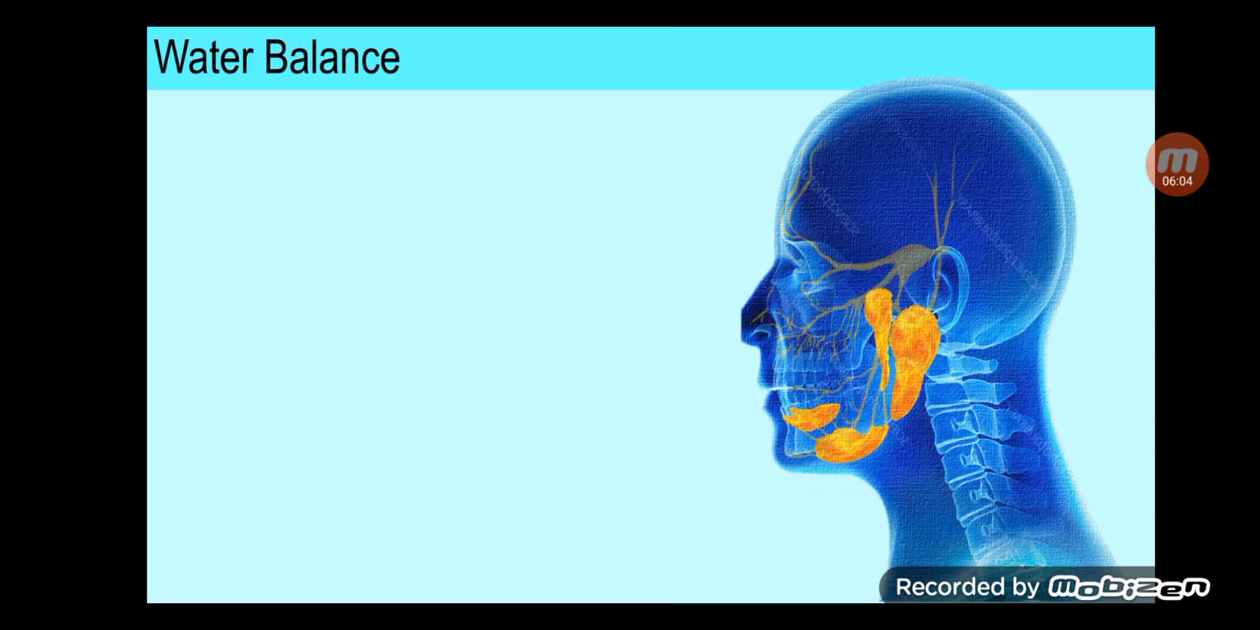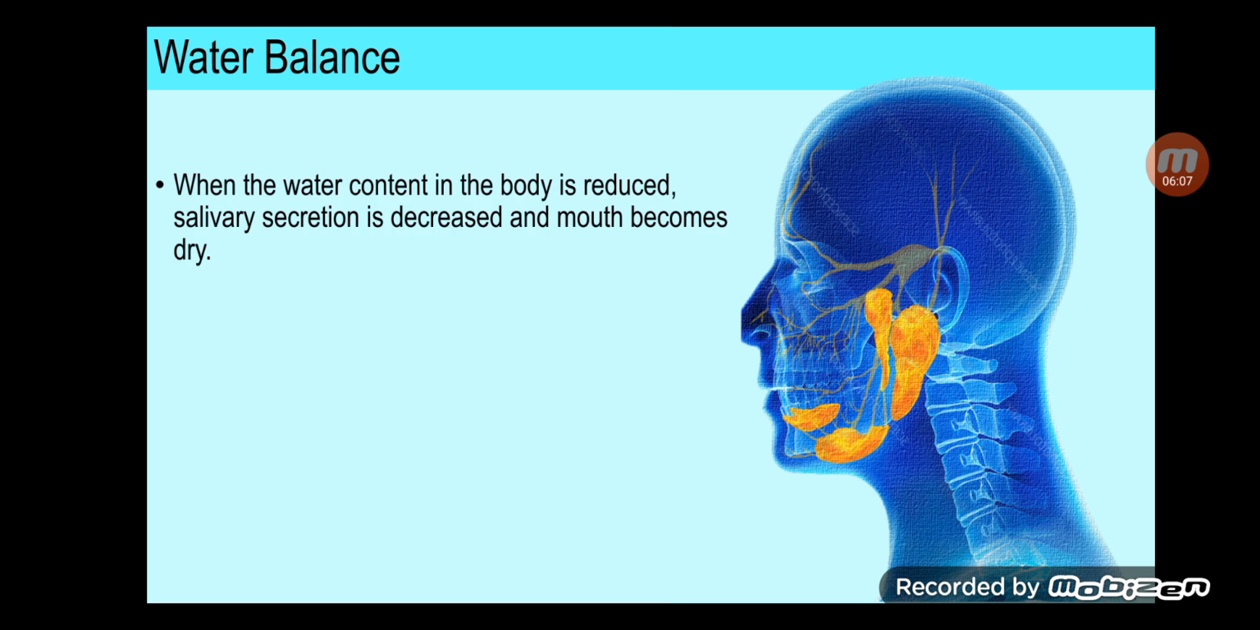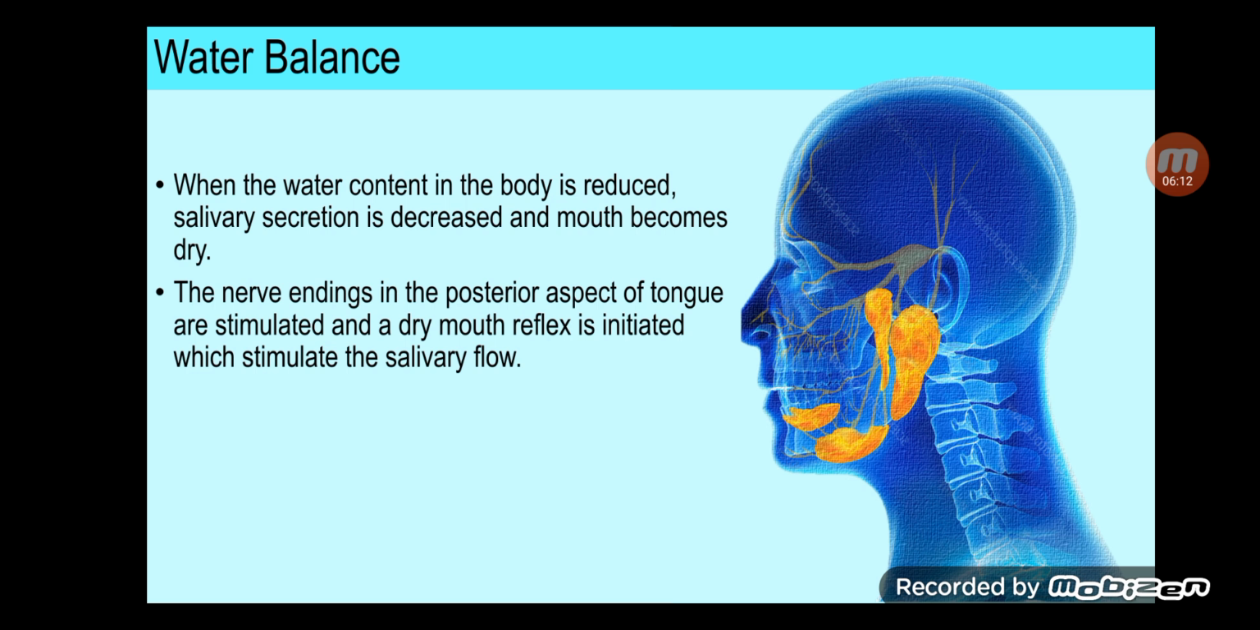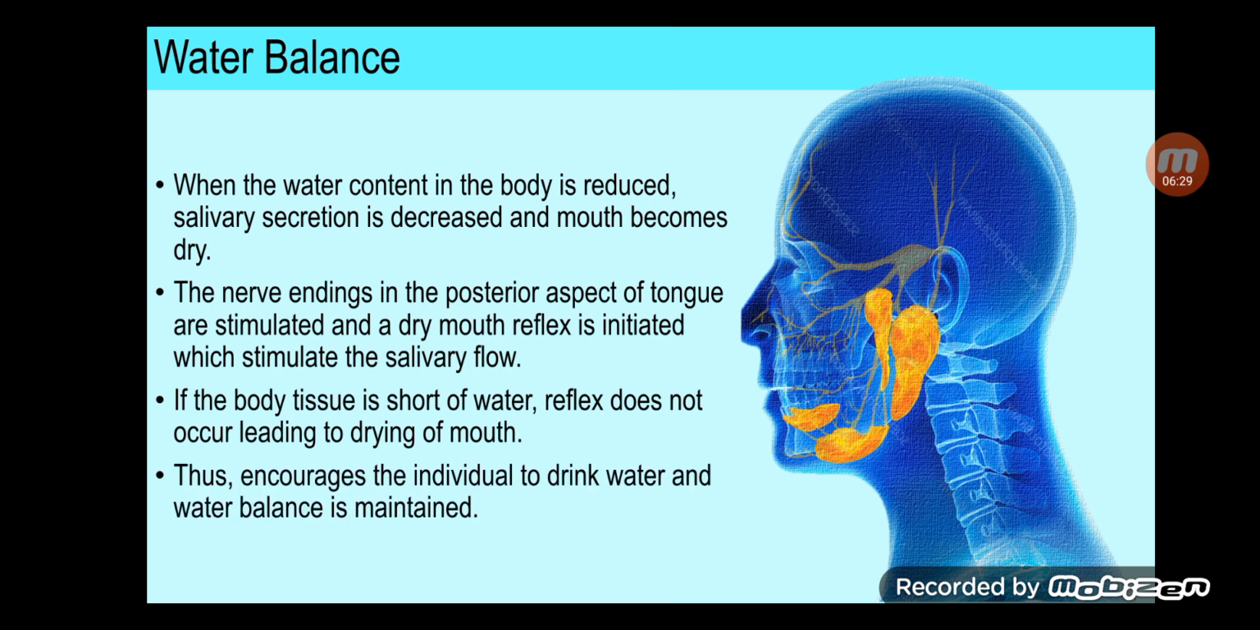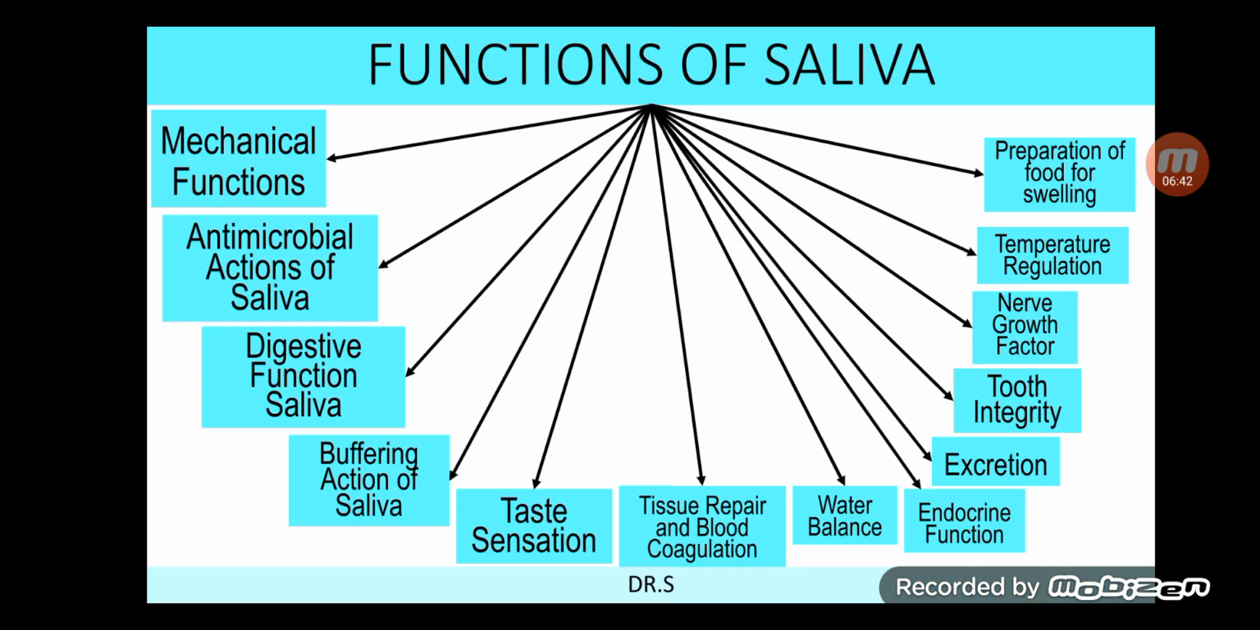Then it has another function, that is water balance. When the water content in the body is reduced, salivary secretion is decreased and the mouth becomes dry. This dryness stimulates nerve endings in the posterior aspect of the tongue and initiates a reflex, the dry mouth reflex, and this stimulates a slight flow of saliva as a result. But if the body is short of water, the reflex does not occur, leading to drying of the mouth, and this encourages the individual to drink water, so water balance is maintained. So basically, whenever the body is deficient in water, it encourages individuals to drink water, and water balance is thus maintained.